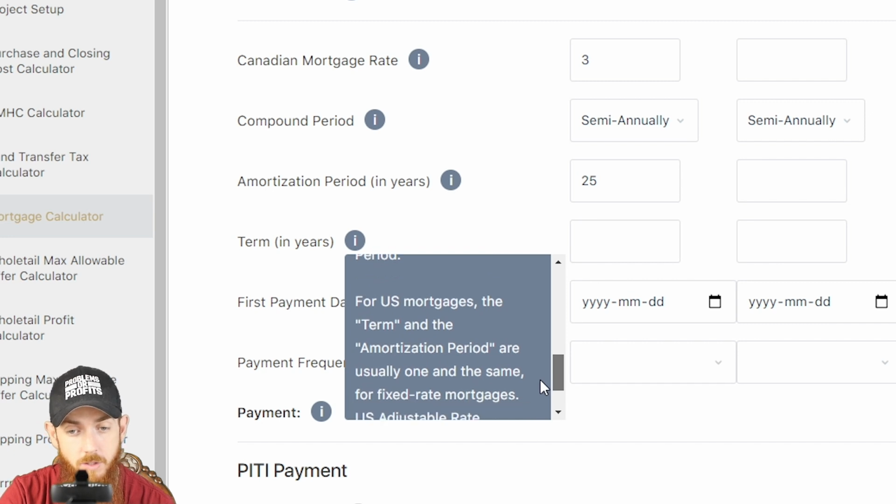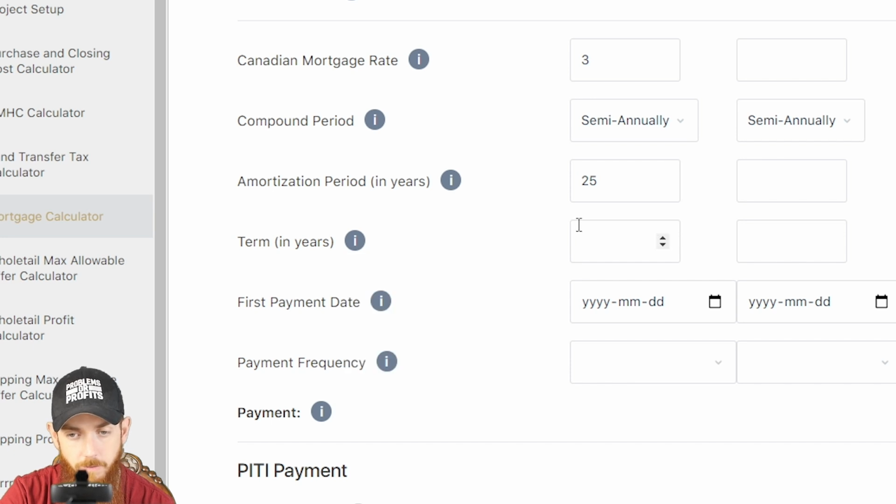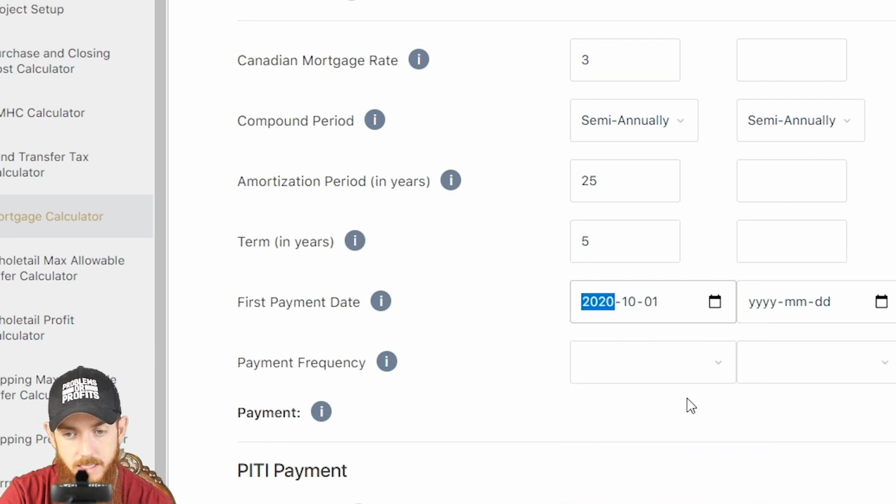And then if you're looking at doing US mortgages, we've got a little bit of information here for you as well, but we're really going to focus on our Canadian brethren today. So let's put in a 5-year term. I think the most common terms in Canada are usually between 3 and 5 years. And then our first payment date, so when is the first time we're going to have to pay? Let's say it was going to be October 1st of 2020.